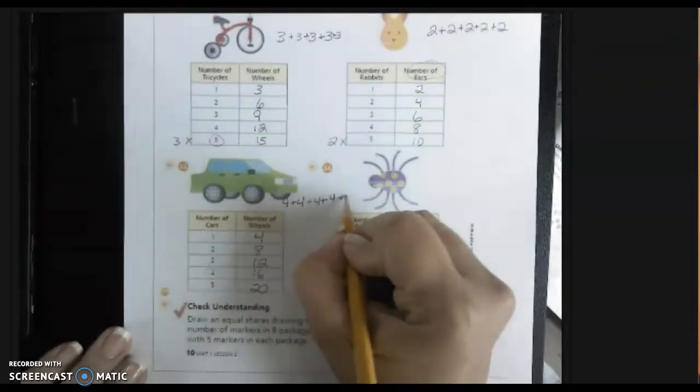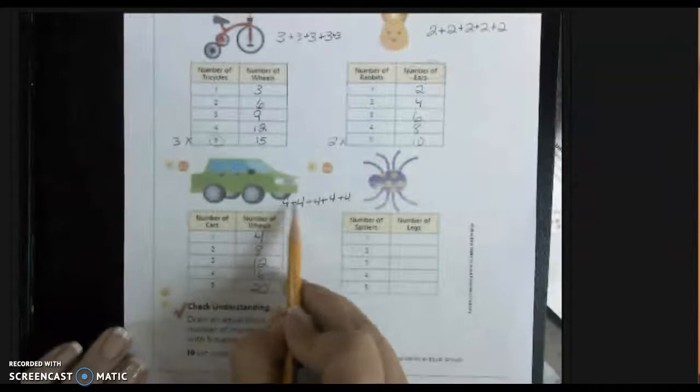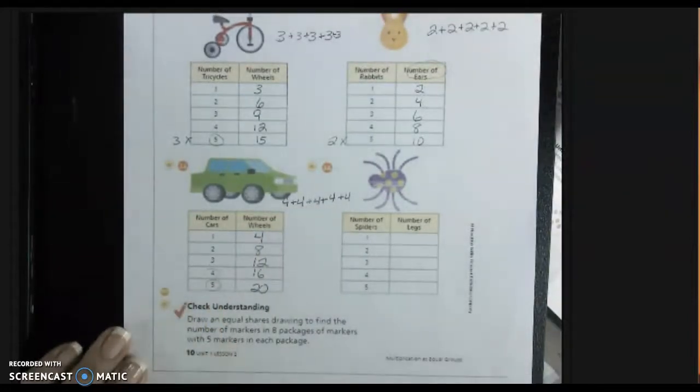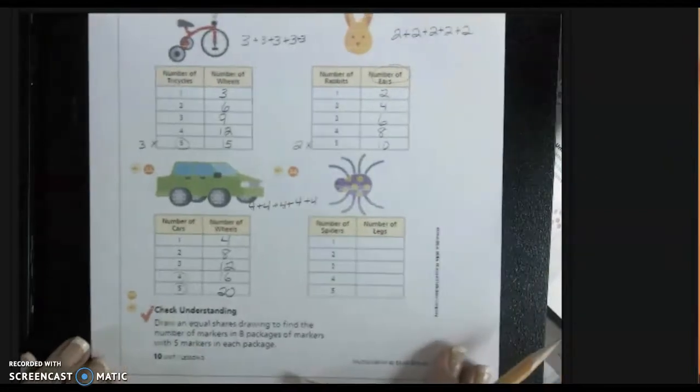Or I could count by 4s and have 4 groups. 1, 2, 3, 4, 5. 4 groups of 5, and I would still get 20. All right, we're getting bigger numbers.